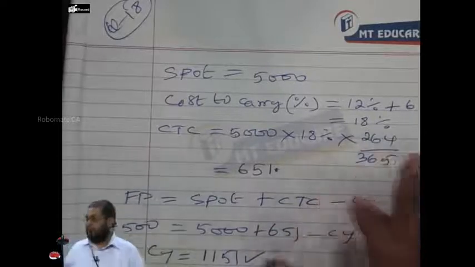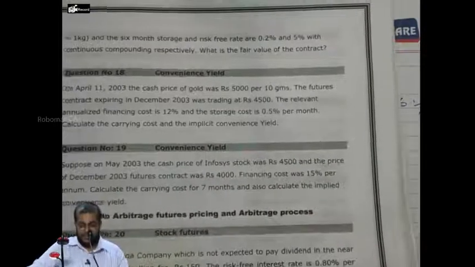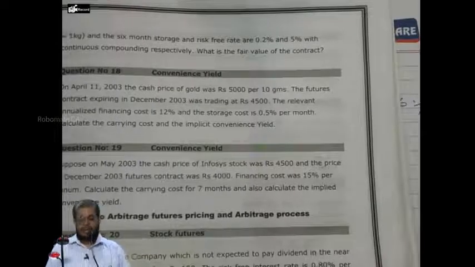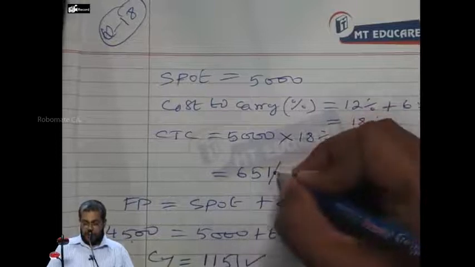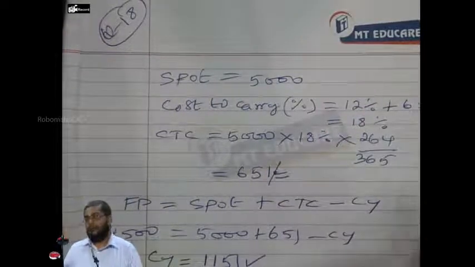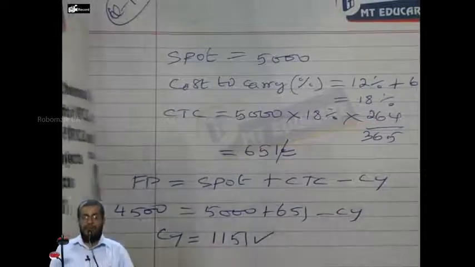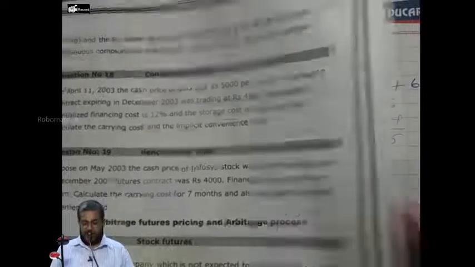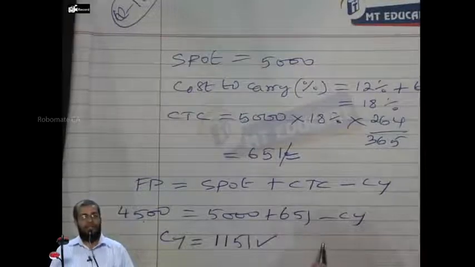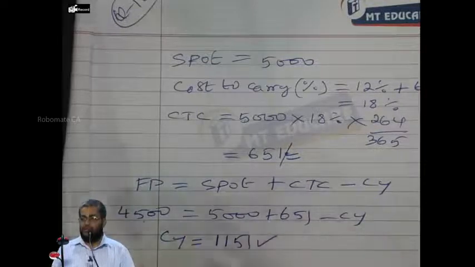Is everybody understanding it? Now, what are the two questions asked here? One is carrying cost. Another is implied convenience yield. Write down the conclusion. The cost to carry is 651. And the implied convenience yield is, fill in the blanks, 1,151.